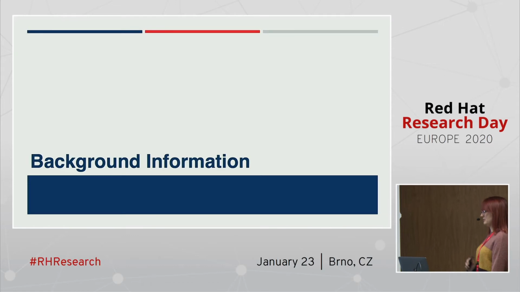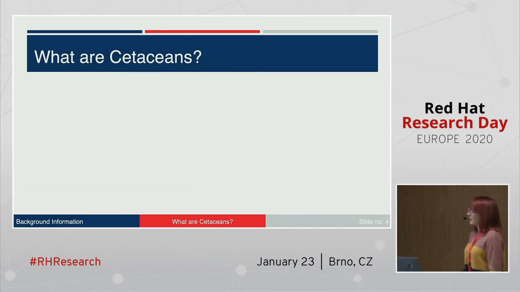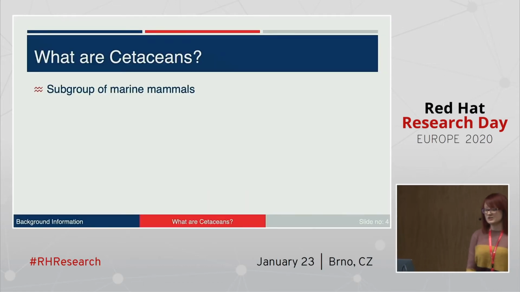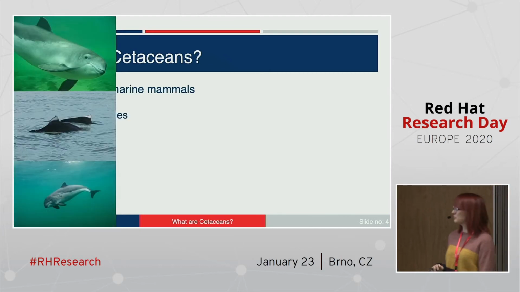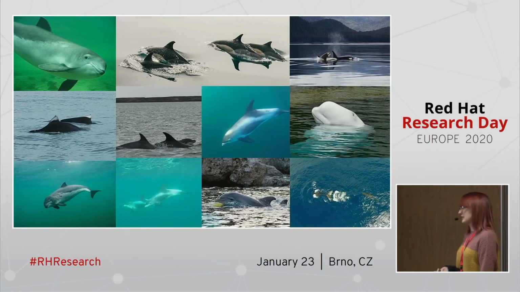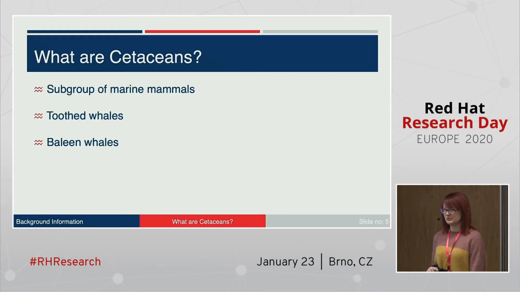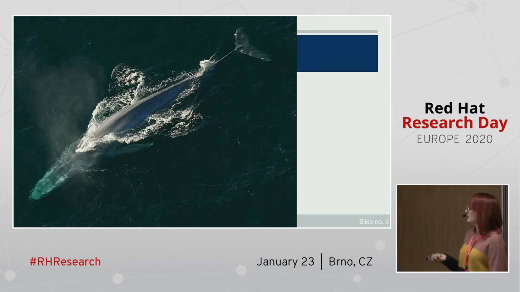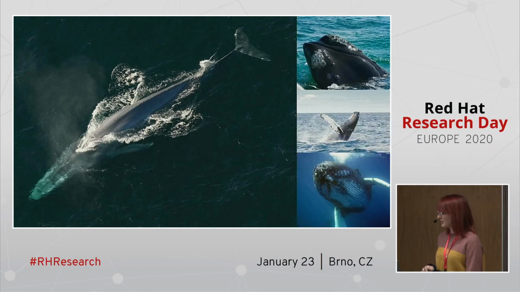Firstly, background information. So what are cetaceans? They are a subgroup of marine mammals. They're made up of toothed whales, which are things like porpoises, dolphins, and some forms of whales, like killer whales, whales that have physical teeth, and also baleen whales. These are whales such as grey whales, right whales, and humpback whales. These are the types of whales that are filter feeders, so they have bristles instead of physical teeth.